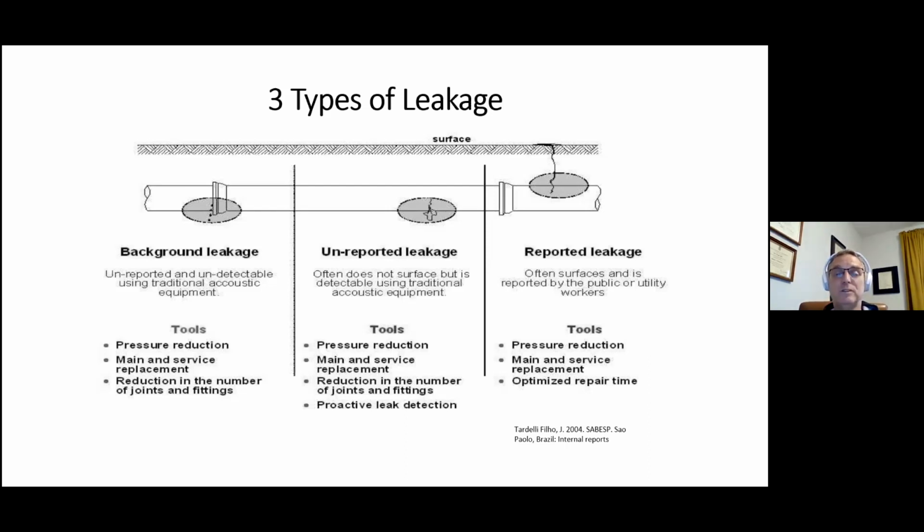This is the one we're after. This is the one that the DMAs that I mentioned will help you with. You find this leak when it's small before it finds you and blows up the street. And there are many good techniques to use in tandem with DMAs to find these leaks. There's lots of good acoustic and digital correlators that we can use to help us find this leakage. And I'll show you some of that technique later on in the presentation.